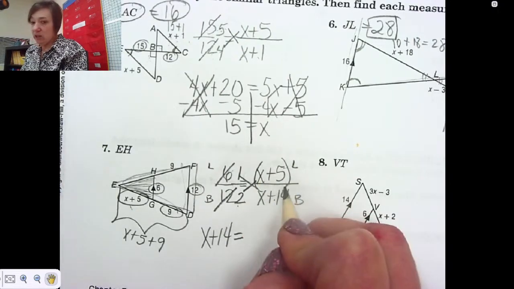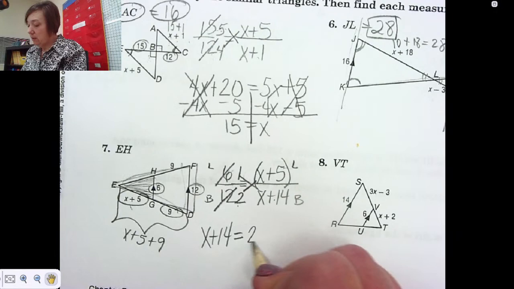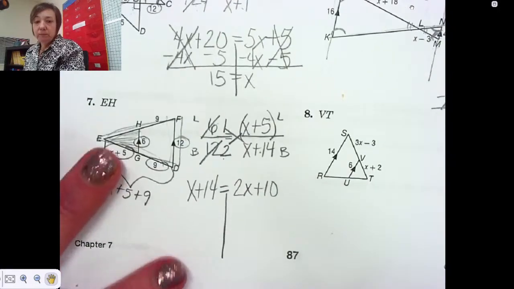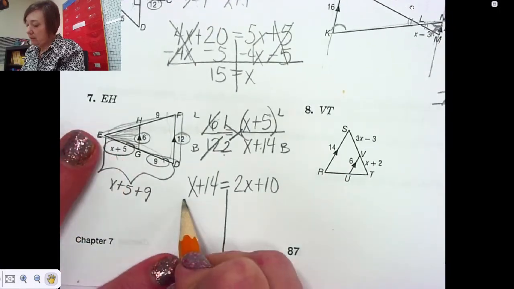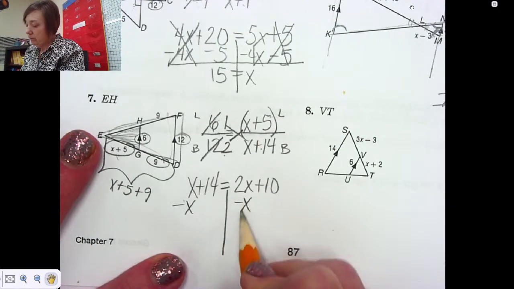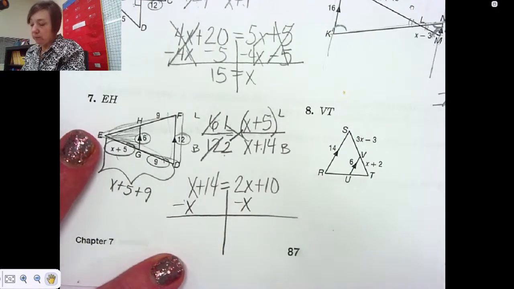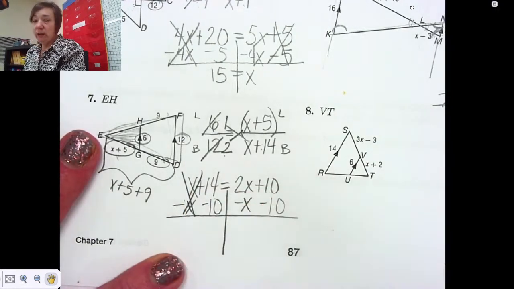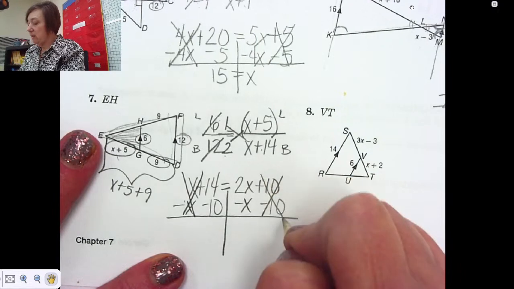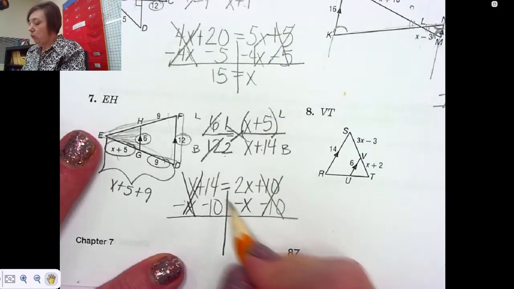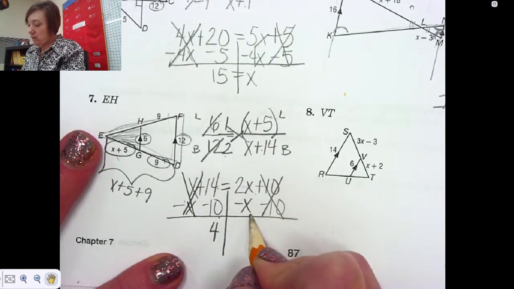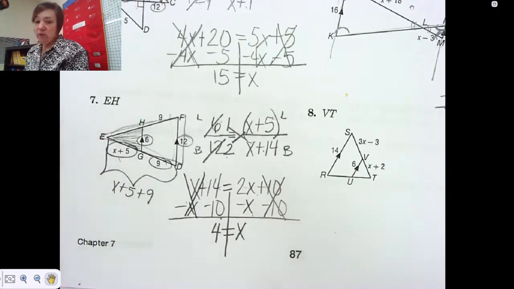2 times x plus 5. So that's going to be 2x plus 10, right? What would you move? Move that x? What else would you move? So that gets rid of my x's over here, and it gets rid of my 10's over there, right? 14 minus 10. 2x minus x. So x is 4.